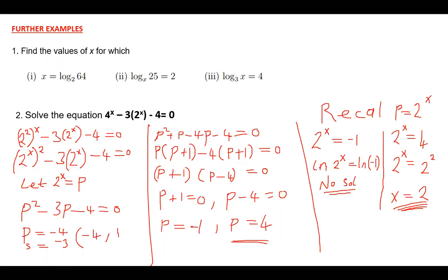So this is how simple such questions are. You don't need to stress. They are very simple and straightforward. Okay. So we proceed. Let us see what's next.